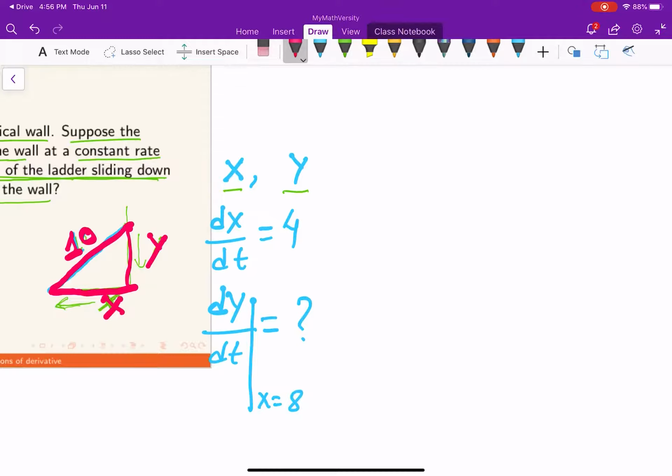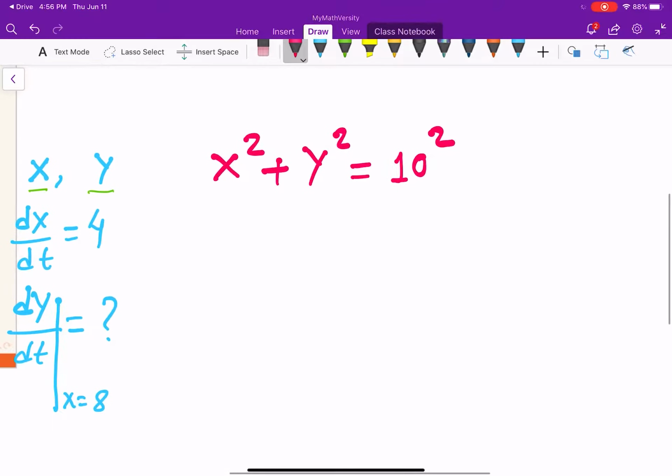By the Pythagoras theorem, what can we write down? x square plus y square is equal to the square of 10, right? So this is what we can write down. A nice relationship between x and y. Awesome, that's what I needed. So this means x square plus y square is equal to 100, right? So this is the relationship between x and y.